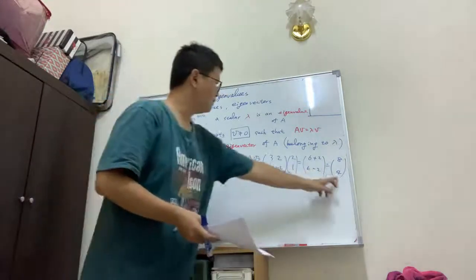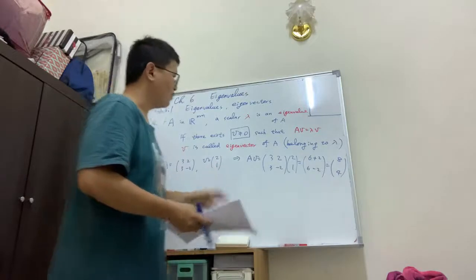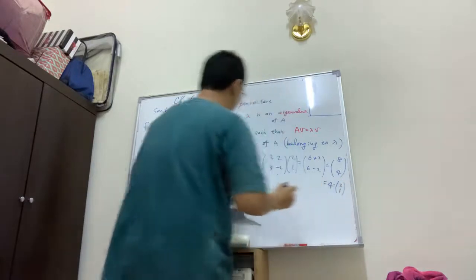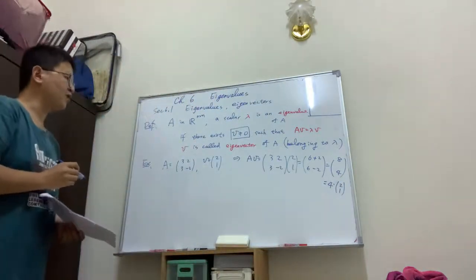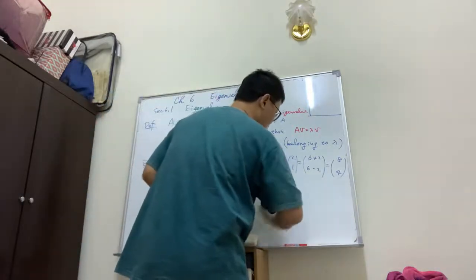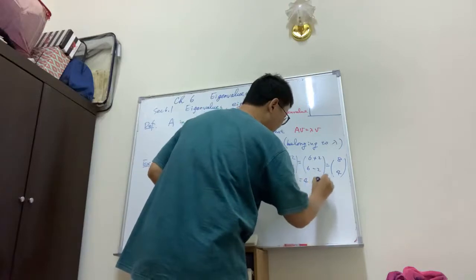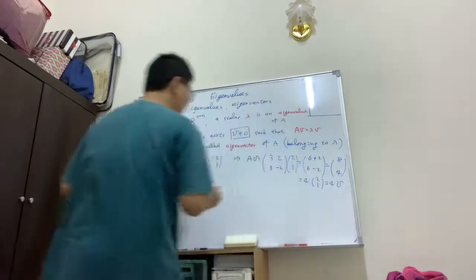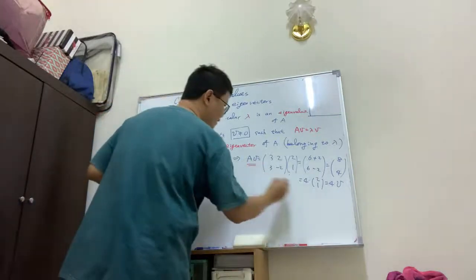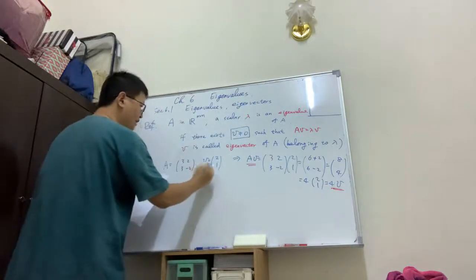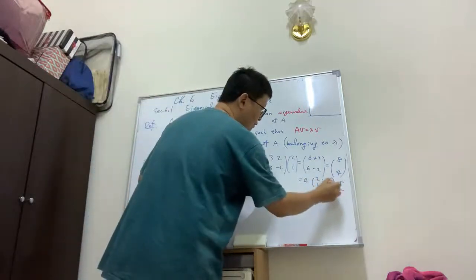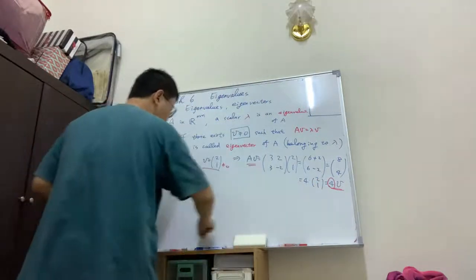What's the relationship between the vector 8, 4 and 2, 1? You need to multiply by 4, right? So 8, 4 is equal to 4 times 2, 1. And 2, 1 is the vector v. So it's 4 times v, and we have the equation A v equals 4 v. Here the vector v is non-zero, and the multiple is 4.